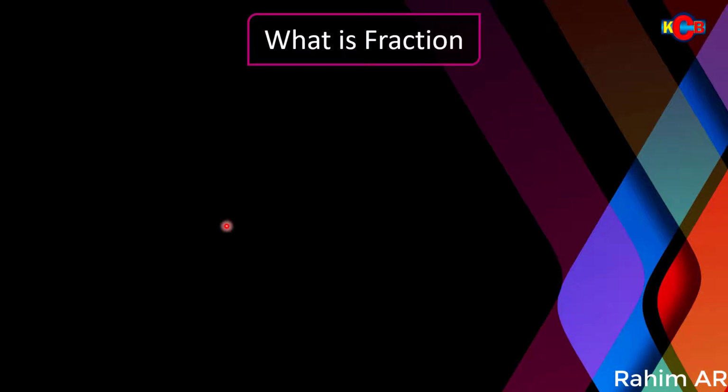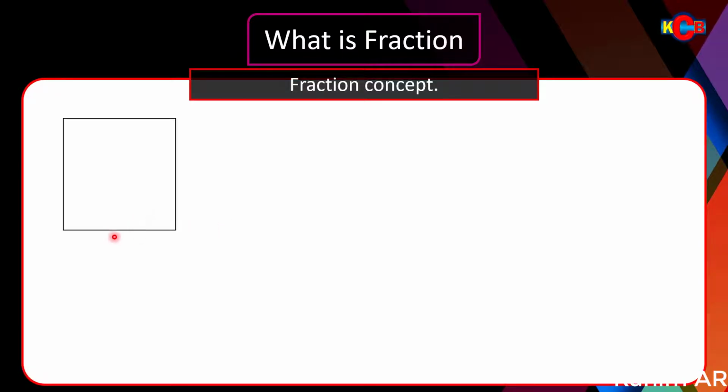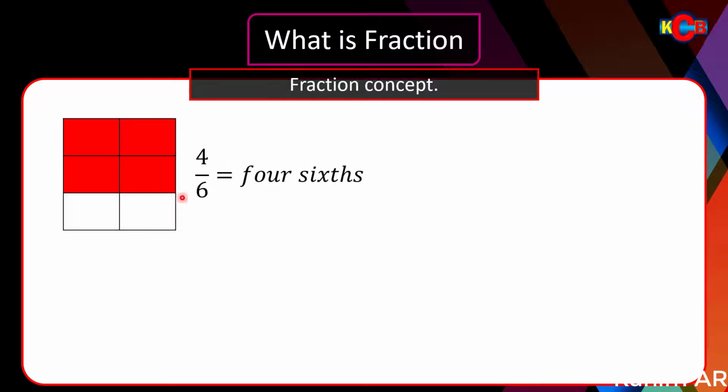Again, here, let's say this is a paper. Then I divide this paper into 6 equal parts and shade 4 out of 6 with red color. So, what is the fraction for the shaded area? Okay, the fraction for the red shaded area is 4/6.